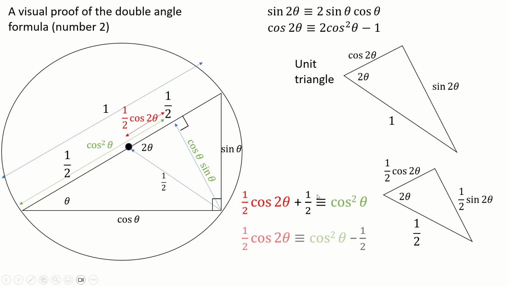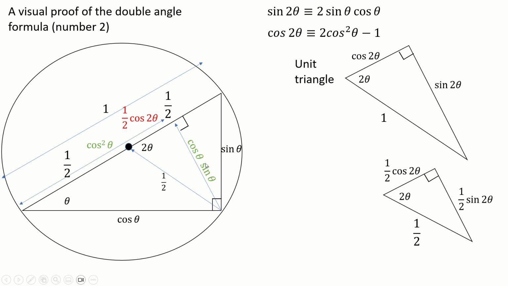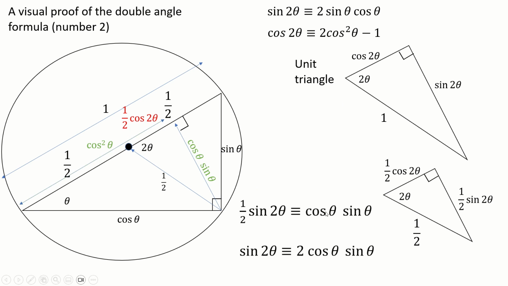Which we can just double everything for and take away 1 and whatever. And we end up with this one, which is the first thing they asked us to prove. And the other one they asked us to prove was this sine 2 theta thing here. Well, like I said here, over here, this is just a half sine 2 theta, which we already know is equal to cos theta sine theta. And so we just double everything and we end up with that identity as well.